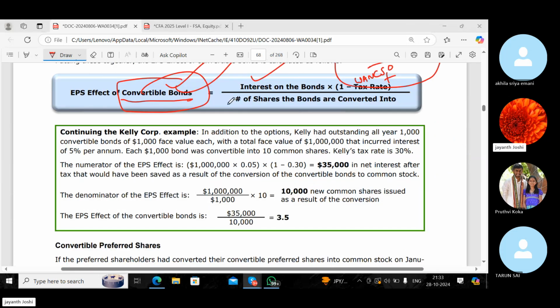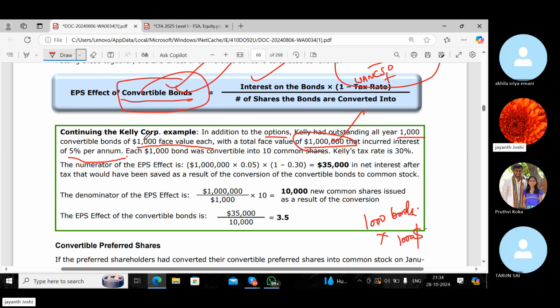Now continuing the Kelly Corporation example, in addition to the options, which were given to the executive or the president in the company to buy the shares at some $10, Kelly had outstanding all year 1,000 convertible bonds of $1,000 face value each. So there are 1,000 bonds and each bond is having $1,000 face value. When I multiply this with this, I get the total face value. That incurred interest of 5% per annum.